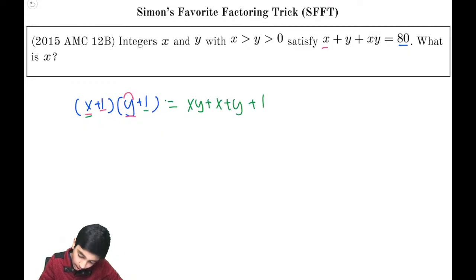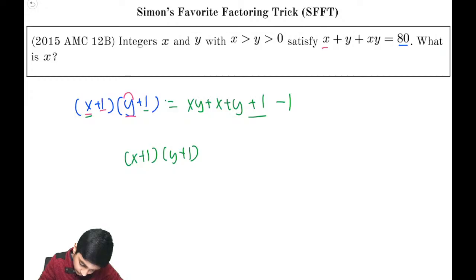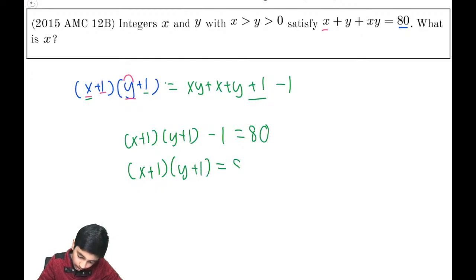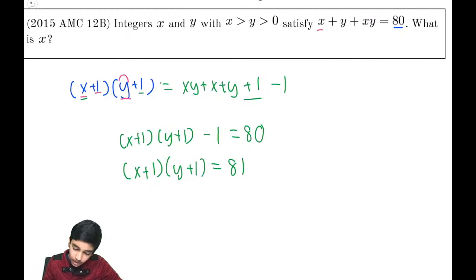So we have an extra 1. So then we need to subtract 1 to account for it. So that means we have x plus 1 times y plus 1 minus 1 equal to 80. And that means that x plus 1 times y plus 1 equal to 81. Okay, so now what?